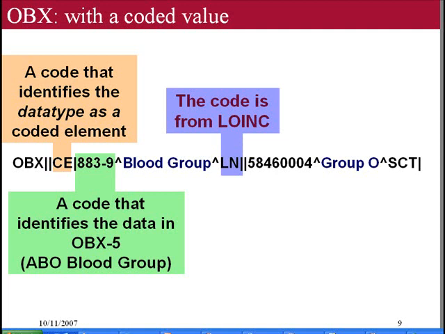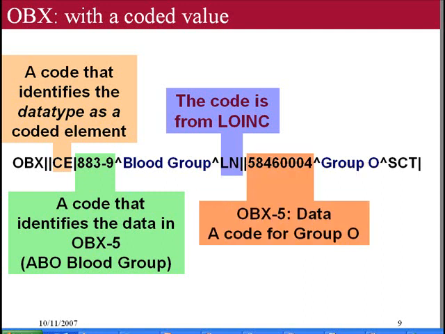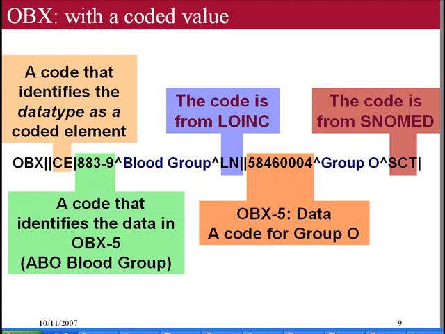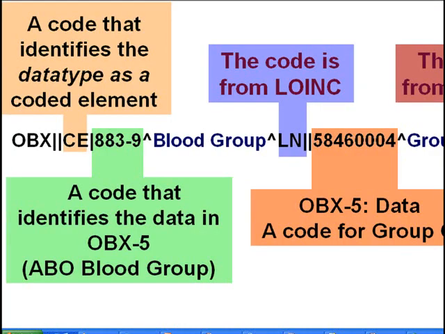Again, we have the LN that indicates this is coming from the LOINC coding system. And then you have the actual value that in this case indicates the patient's blood group, and in this case that code is coming from SNOMED CT.